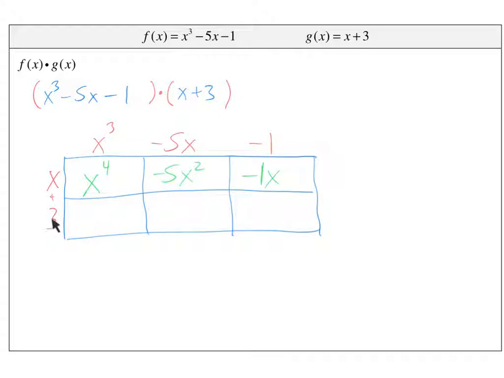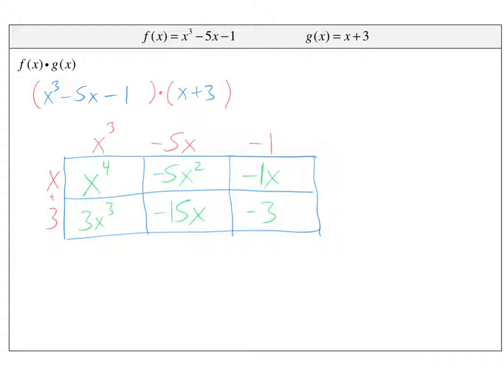Bottom left corner, 3 times x cubed. 3 times x cubed is 3x cubed. 3 times negative 5x is the next one. 3 times negative 5x is negative 15x. And the last box is 3 times negative 1. 3 times negative 1 is negative 3. Now, if we look at these, we are going to go from the highest power down, but we have to combine the ones that can be combined.